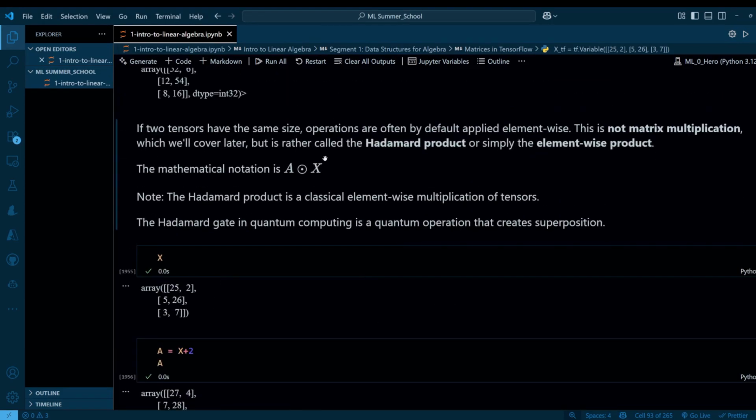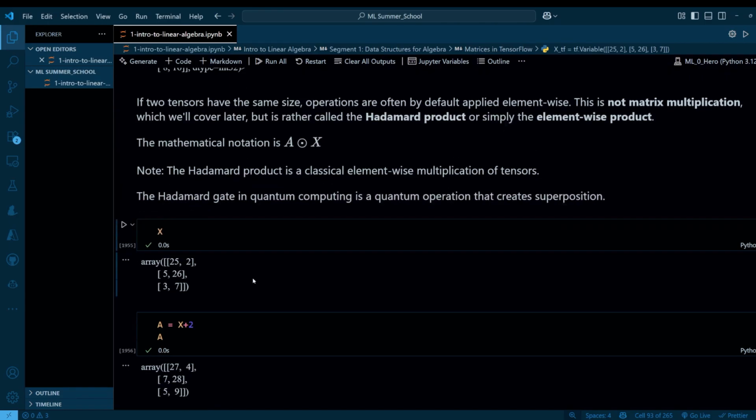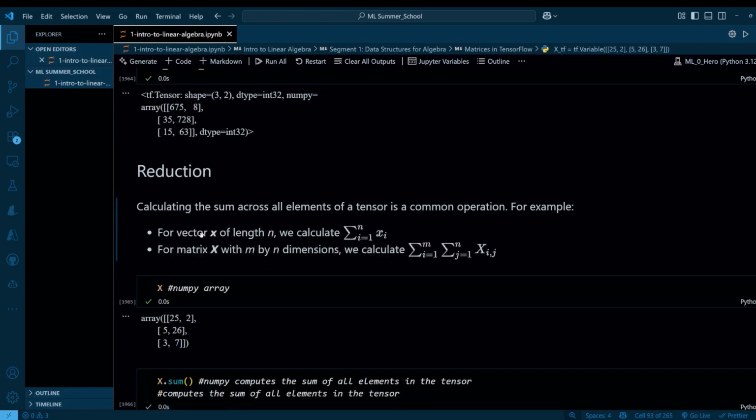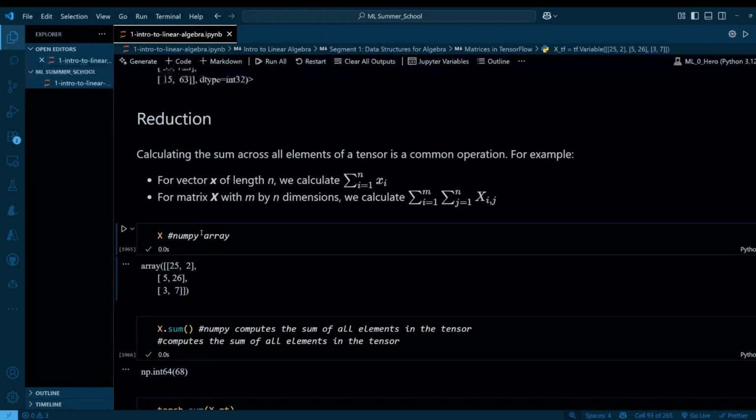Again talking about the Hadamard one, as I mentioned, where we have an exercise, right? So it's again mentioned here. If the two tensors have the same size, operations are by default applied element wise. This is not matrix multiplication. This is basically the Hadamard product, or simply the element wise product. You can just check this out. These are very much redundant stuffs.